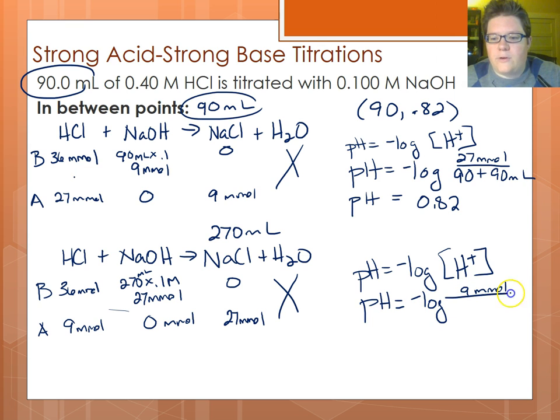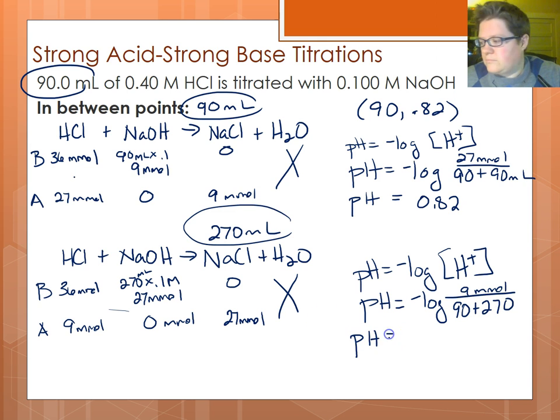And then divided by our total volume. Our total volume is the 90 we started with, plus the 270 we just added. So 90 plus 270. And so the pH of that is 1.60. So there's another new point: 270 milliliters with a pH of 1.60.